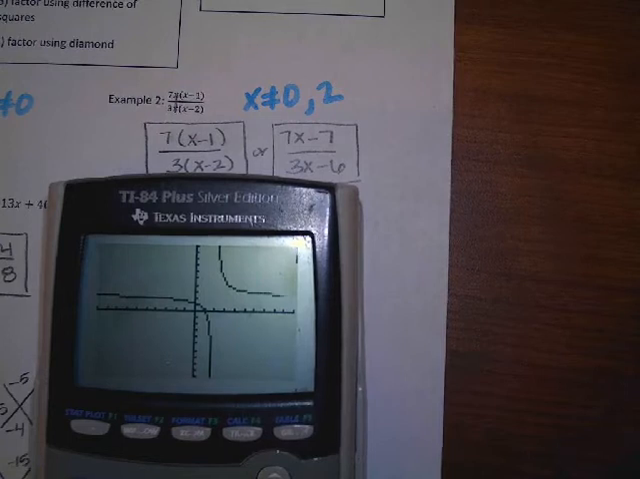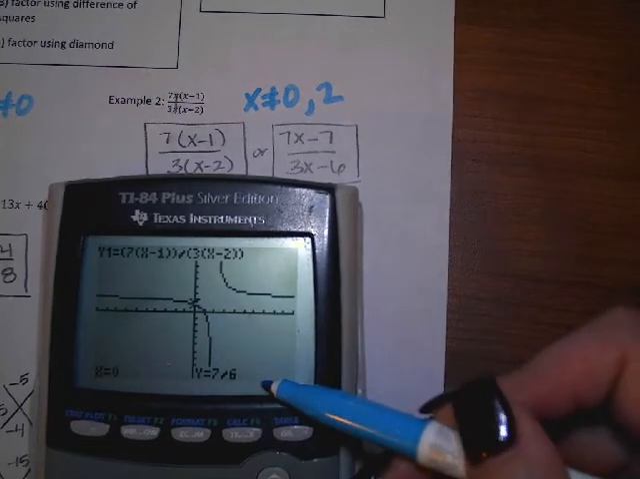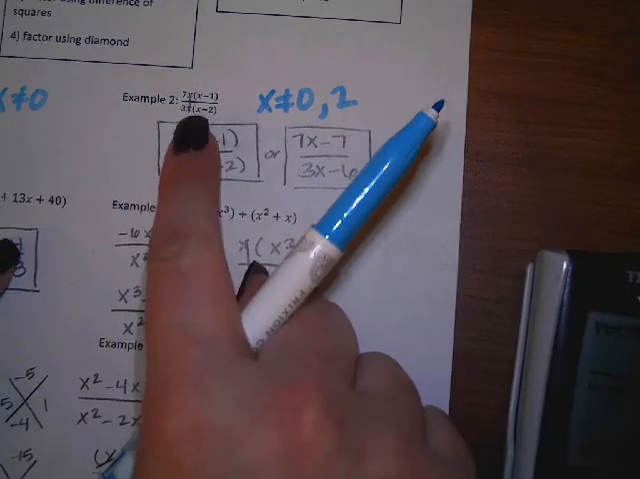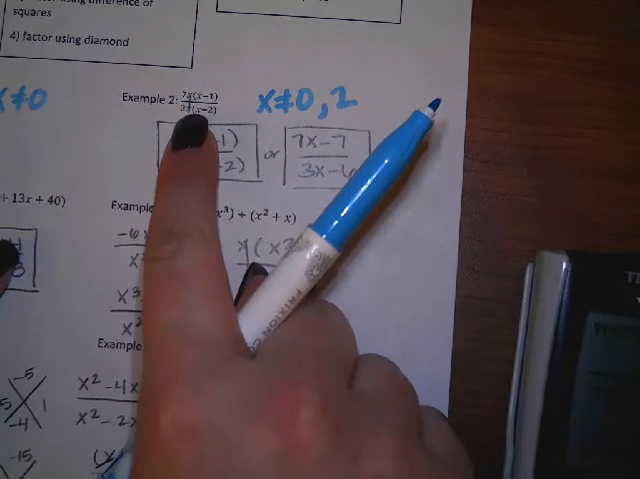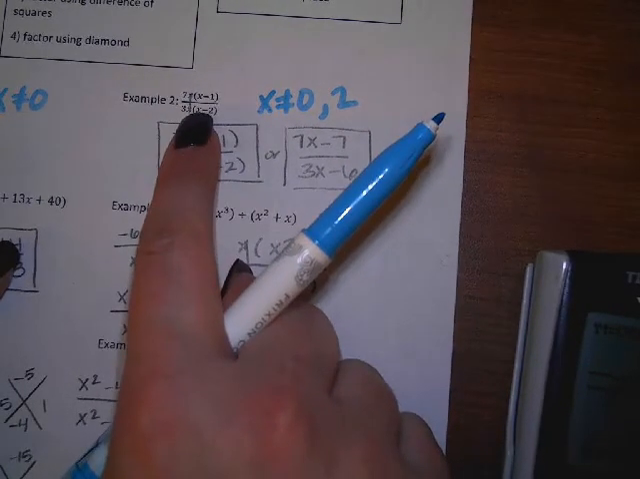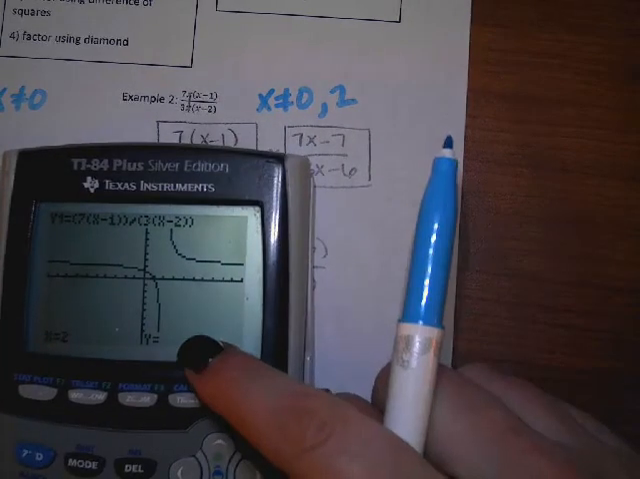What do you notice about the picture? Looks the same. Now, if I try to plug in 0, it's not excluded anymore, because I canceled it out. Does that make sense? I canceled out the x's. And the x's were the part that made it 0, so 0 was a problem. Now, if you look here, I'll plug in 2. 2 is still an excluded value.